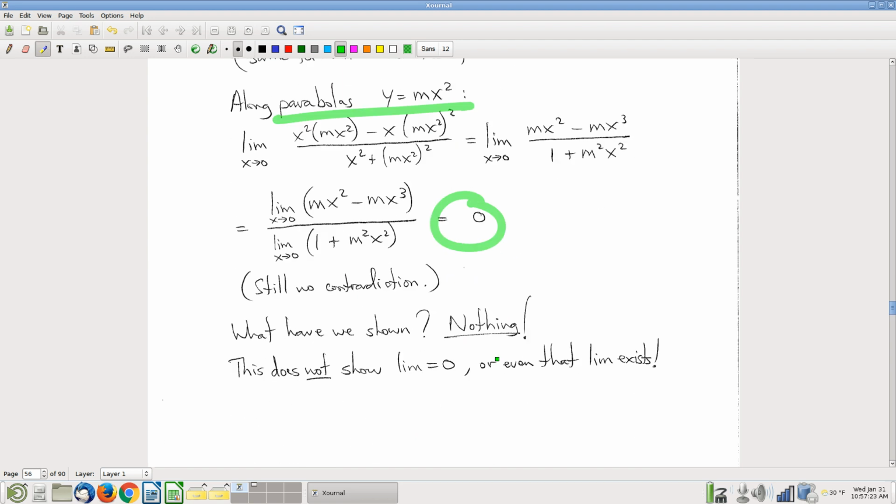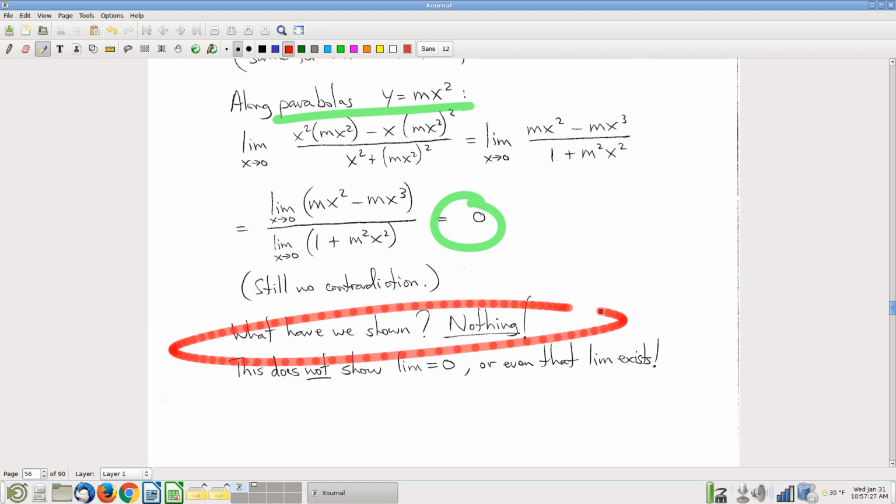Okay, so these two calculations together, they don't show squat. I haven't checked the squiggles yet, and what else am I going to?